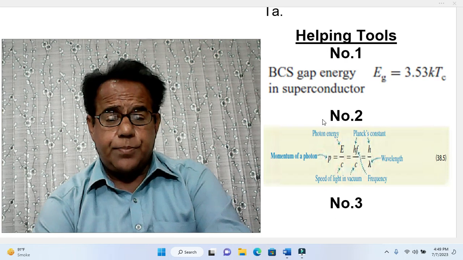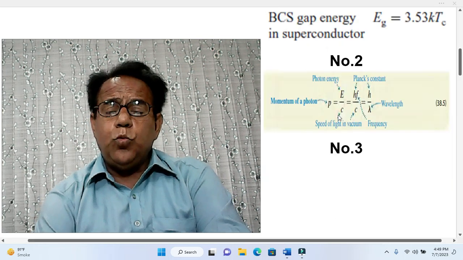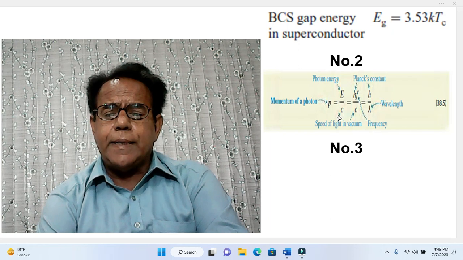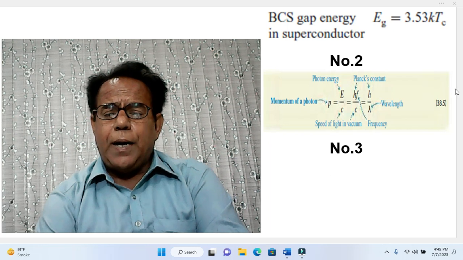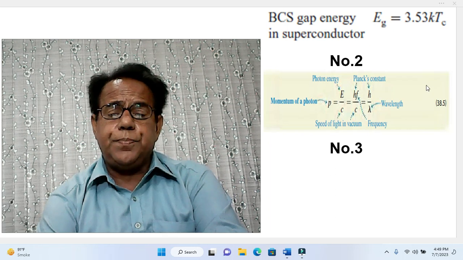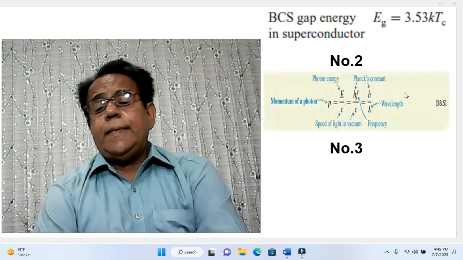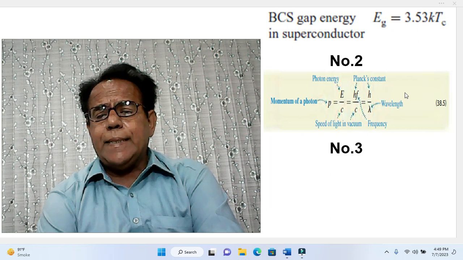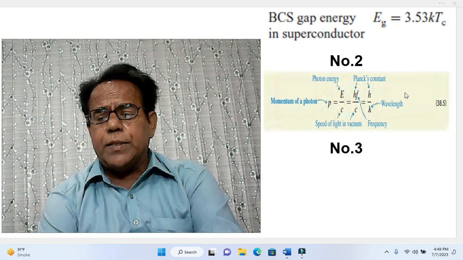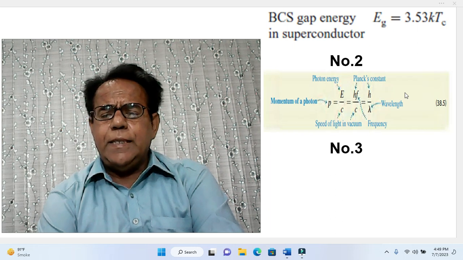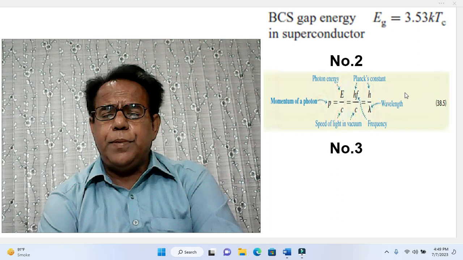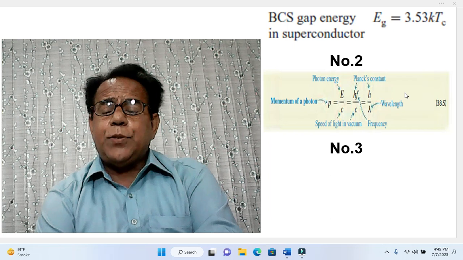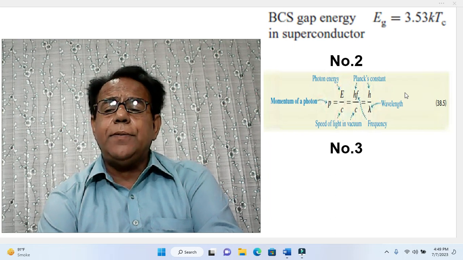Now we move to helping tool number 2. Momentum of a photon p is equal to photon energy E divided by c, the speed of light in vacuum. This alternatively becomes equal to hf over c, where h is Planck's constant and f is the frequency, and c is the speed of light in vacuum. This alternatively becomes equal to h over lambda, where lambda is the wavelength.